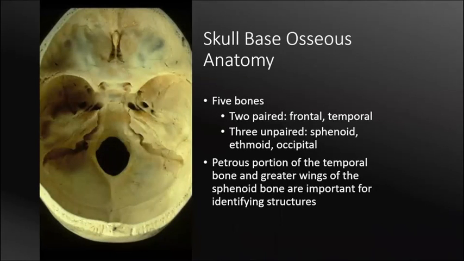The skull base is comprised of 5 bones, 2 of which are paired and 3 of which are unpaired. The 2 paired bones are the frontal and temporal bones, and the 3 unpaired bones are the sphenoid, the ethmoid, and the occipital bones. And the petrous portion of the temporal bone and the greater wings of the sphenoid are important for identifying structures, so it is useful to familiarize oneself with the nooks and crannies of these 2 bones.